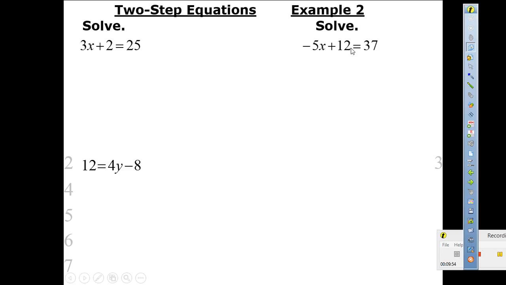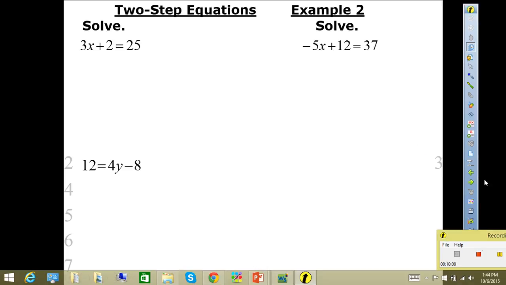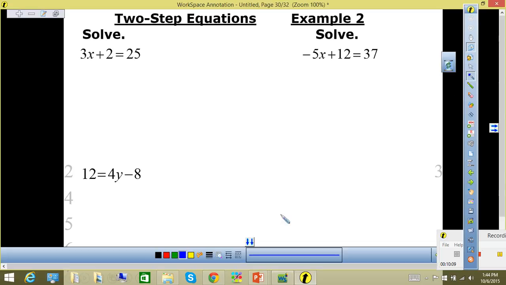Negative 5x plus 12 equals 37. Go. See if you can do that in 30 seconds. Copy that and go. All right, let's see. Line down the equal sign. This one has multiplication and addition. Where do I start with addition? What is the inverse? Subtraction.